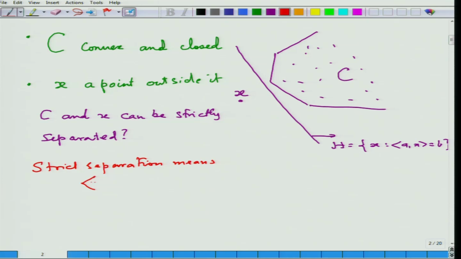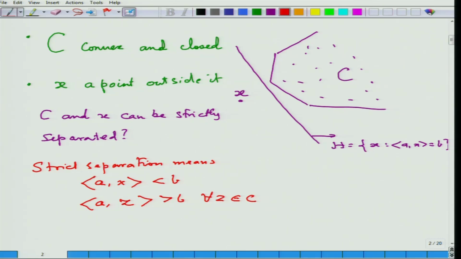So, A of X is strictly less than B and A of Z is strictly greater than B for all Z in C, and that is what we would like to establish.